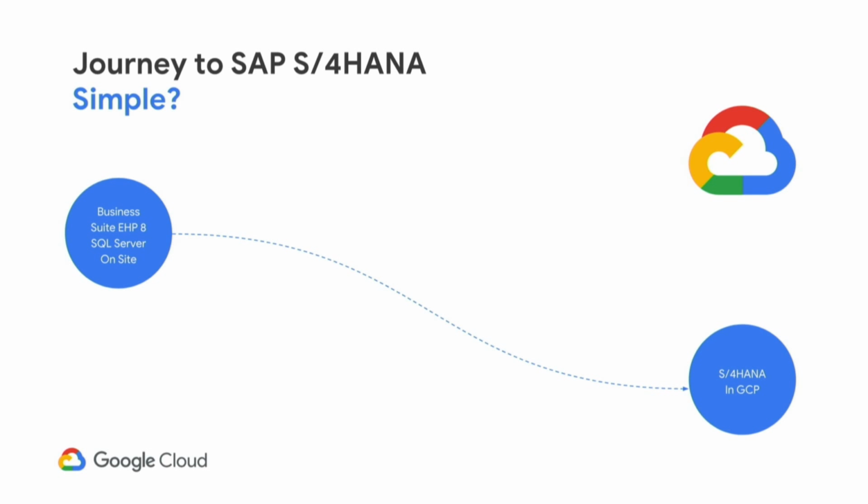Right. As you may know, there are multiple ways to get to the end goal. The end goal very often is to get to the latest version of your SAP applications and to have that latest version hosted on Google Cloud. As an example, you might be a Business Suite on HANA customer hosting your data in SQL Server, and you might want to get to S/4HANA on GCP.